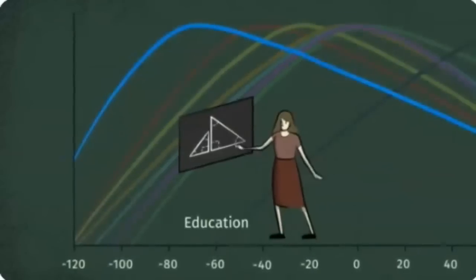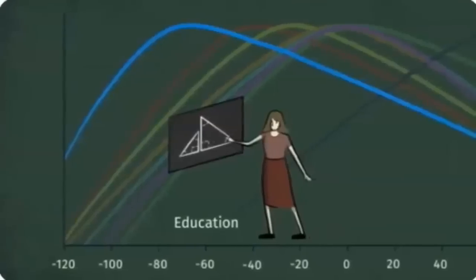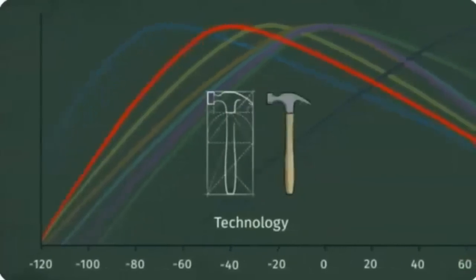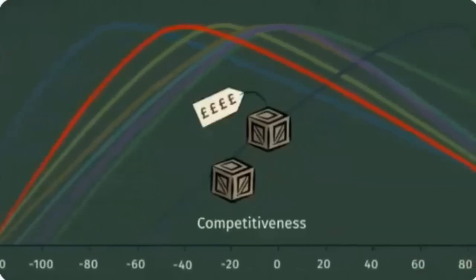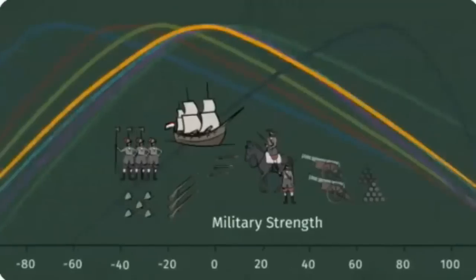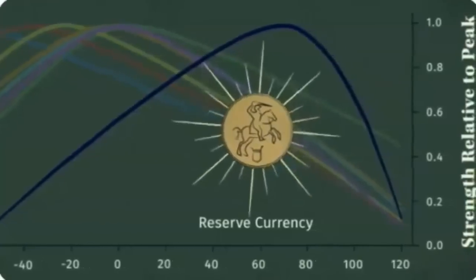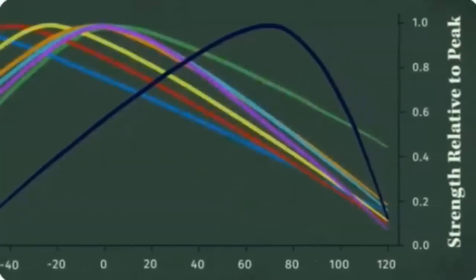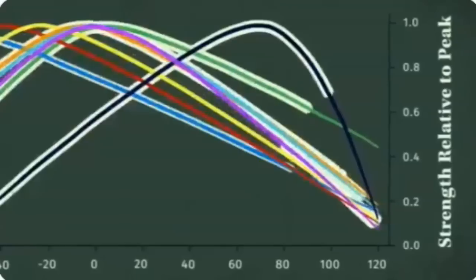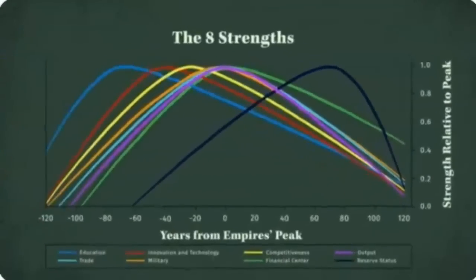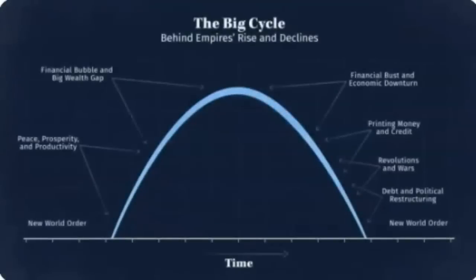As you can see, better education typically leads to increased innovation and technology development, and with a lag, the establishment of the currency as a reserve currency. You can also see that these forces then declined in a similar order, reinforcing each other's decline. Let's now look at the typical sequence of events going on inside a country that produces these rises and declines.